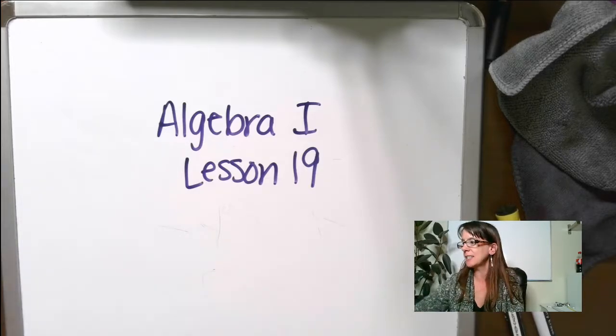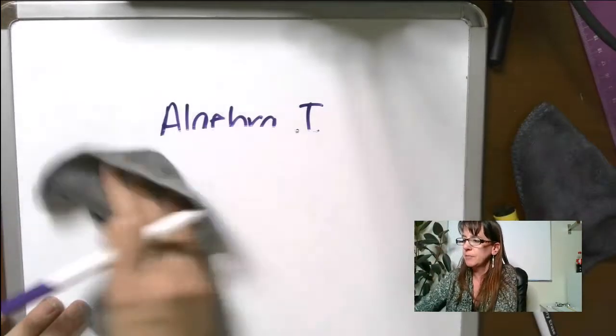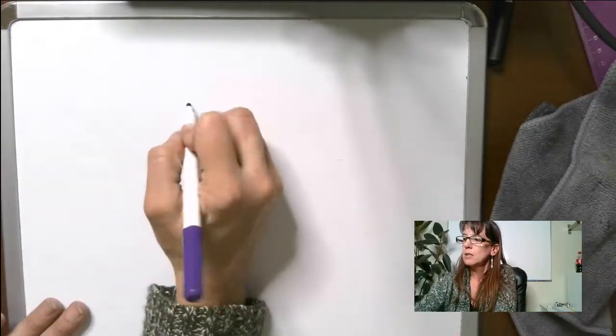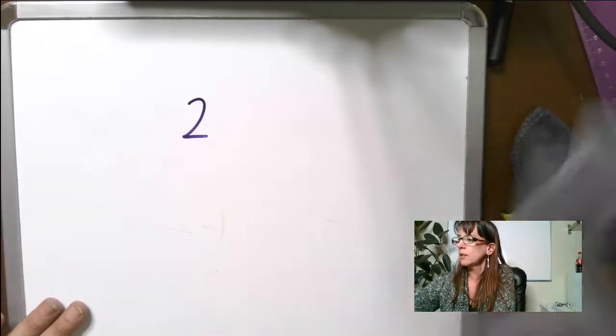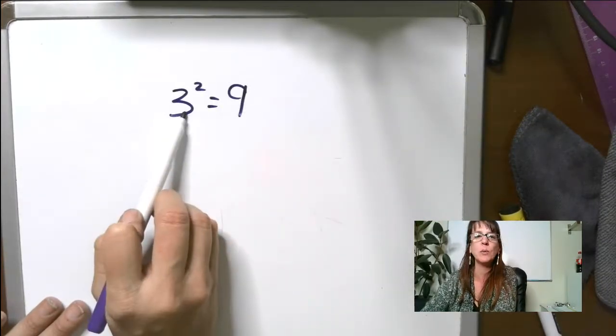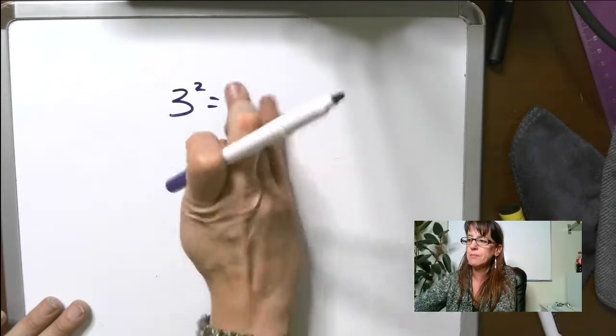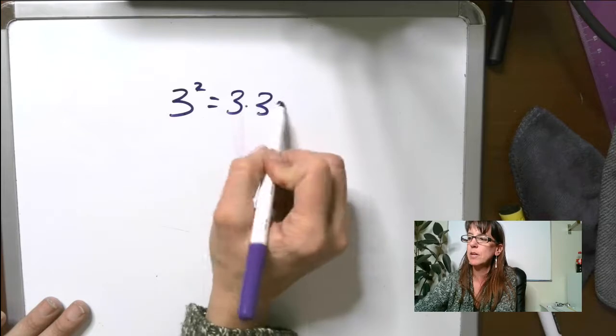All right, so we're going to talk today about exponents, and I love exponents because we got some rules that we can go along with on those. So here's the deal with exponents, just in case you forgot. Let's start with a quick reminder: 3 squared equals 9, because we're taking 3 and we are multiplying it 2 times. So 3 times 3 equals 9.